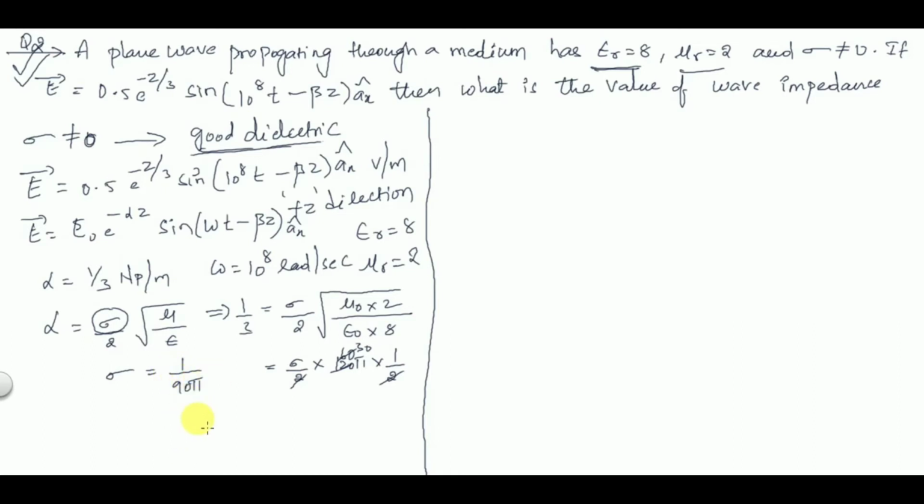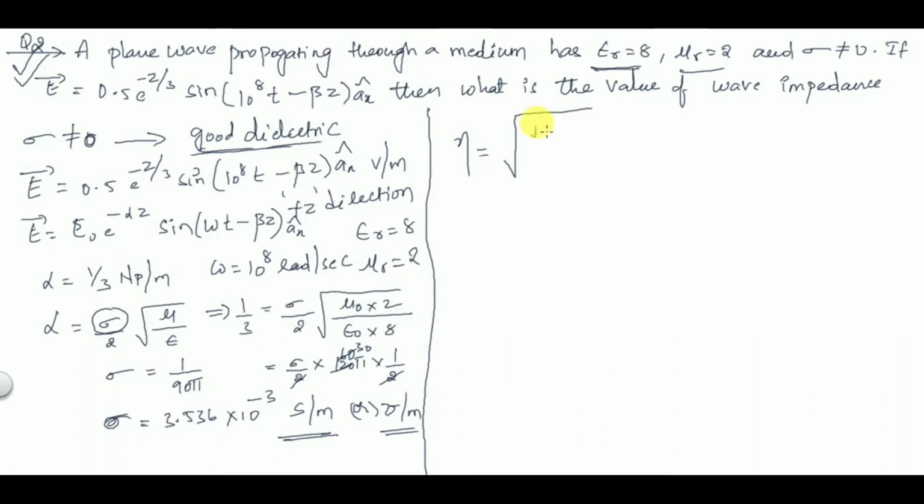1 by 90 pi. If you calculate, you will get around 3.536 into 10 to the power of minus 3 Siemens per meter, or mho per meter. You can write any unit. So we have found the conductivity. Now we have to find the value of wave impedance. So what is the wave impedance formula?